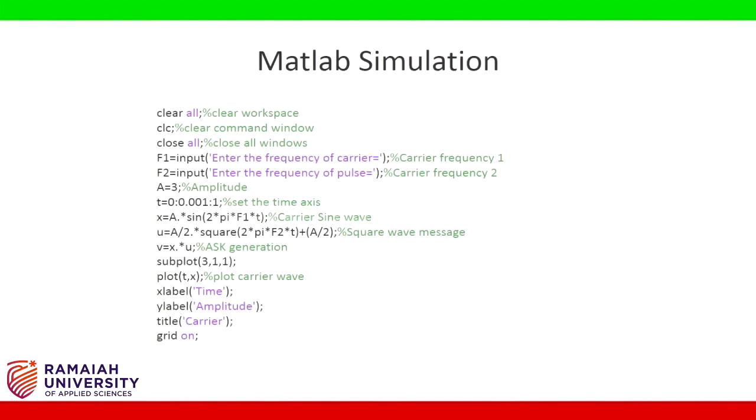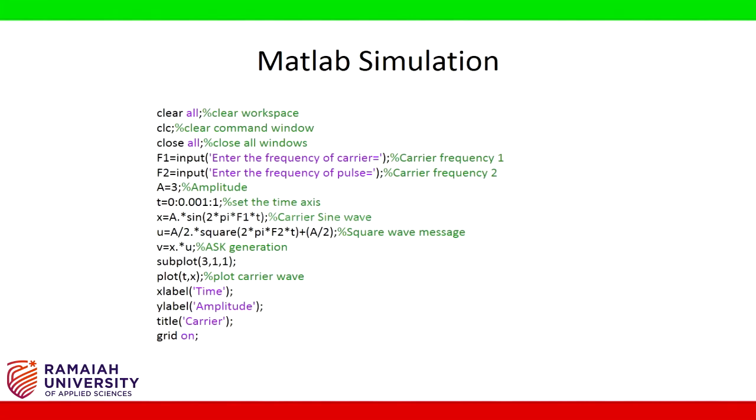As it is known, ASK, that is amplitude shift keying system, modulates digital signals wherein bit 1 is represented by a sinusoid with a defined amplitude and frequency and bit 0 is represented by 0 volts DC. The Matlab code is developed.